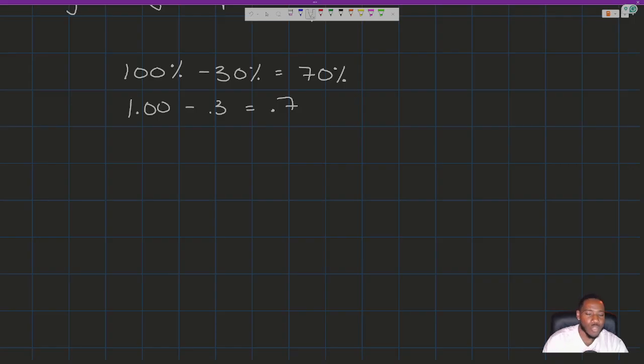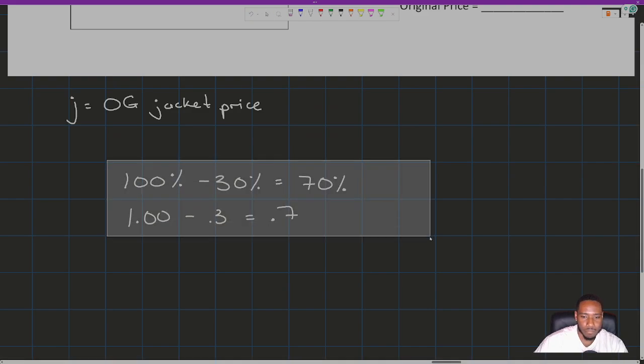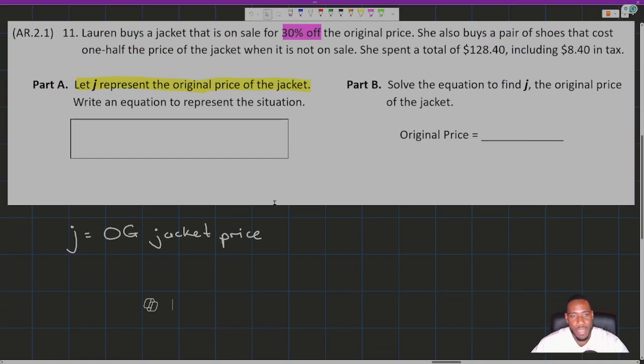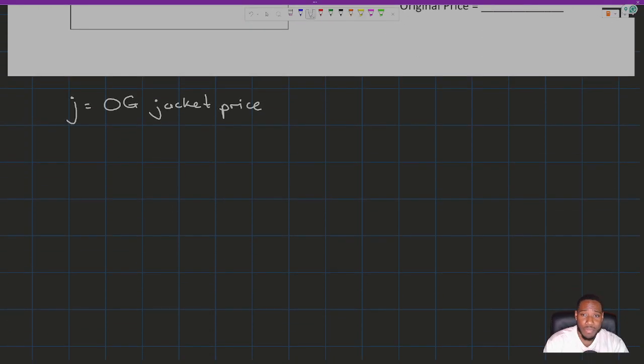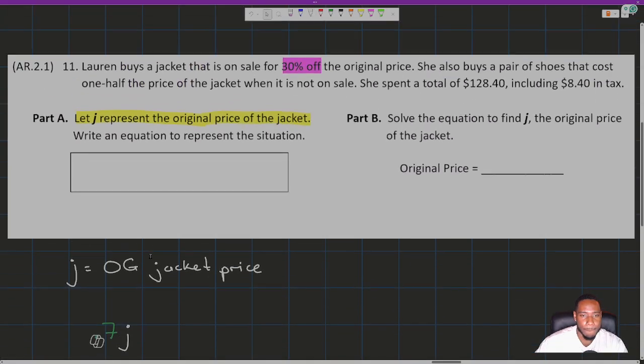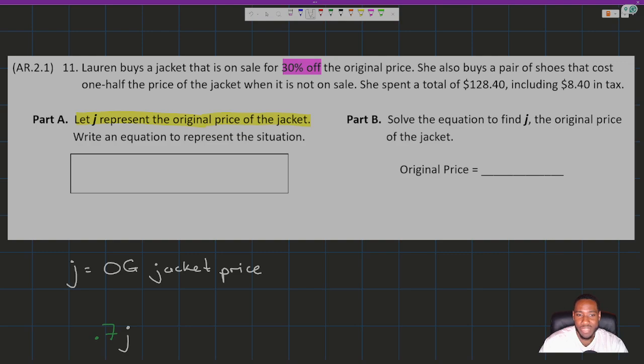Okay? So here's how we're going to use that to help us in our situation here. If I know that this jacket is selling for 30% off, I know that's the same thing as saying the jacket is selling for 70% of its original price. So same thing as saying 0.7J. All right? Now, I also know that she buys a pair of shoes that cost half of the price of the jacket when it wasn't on sale.